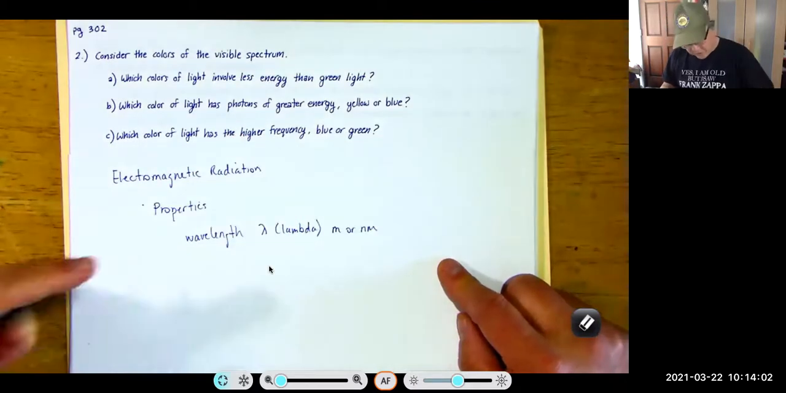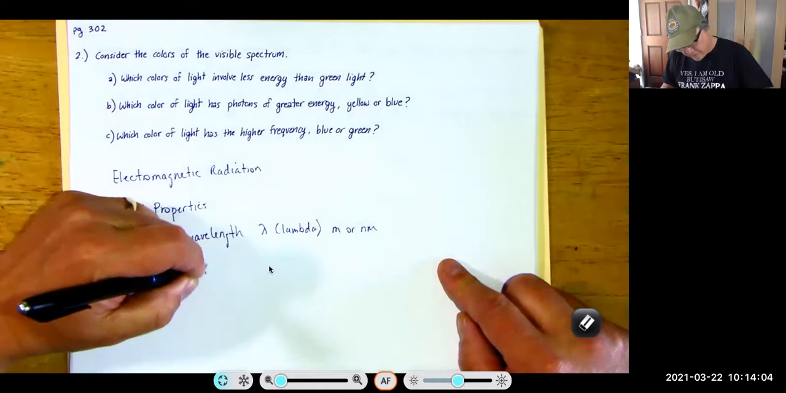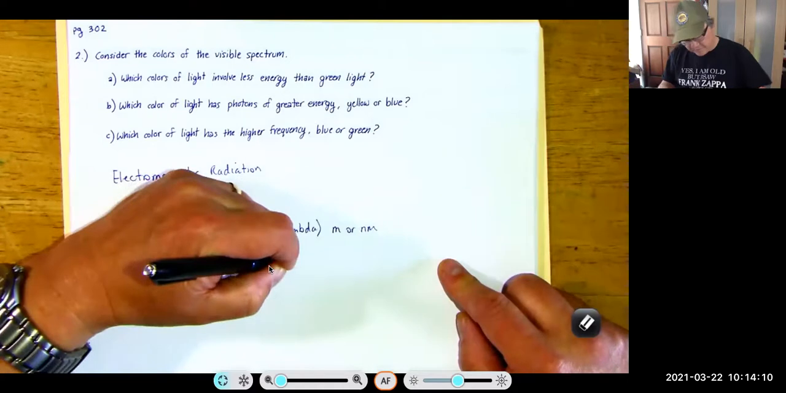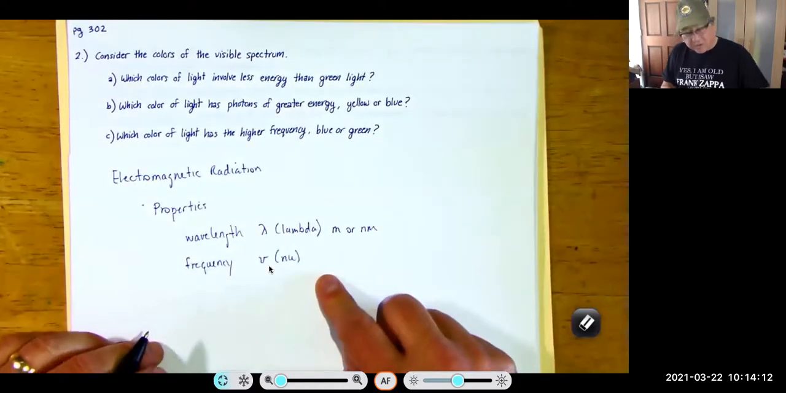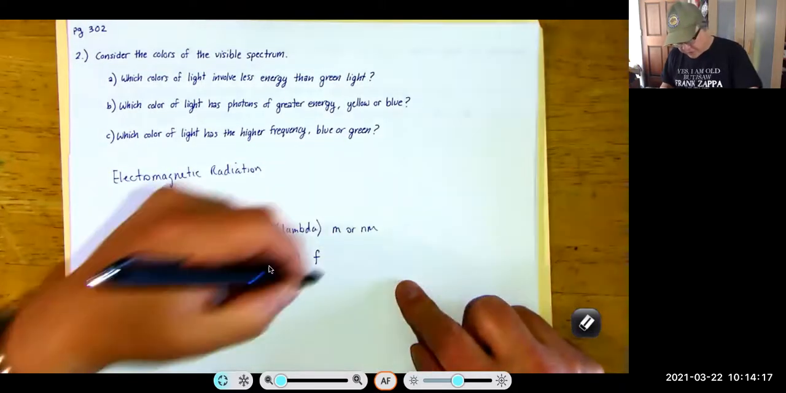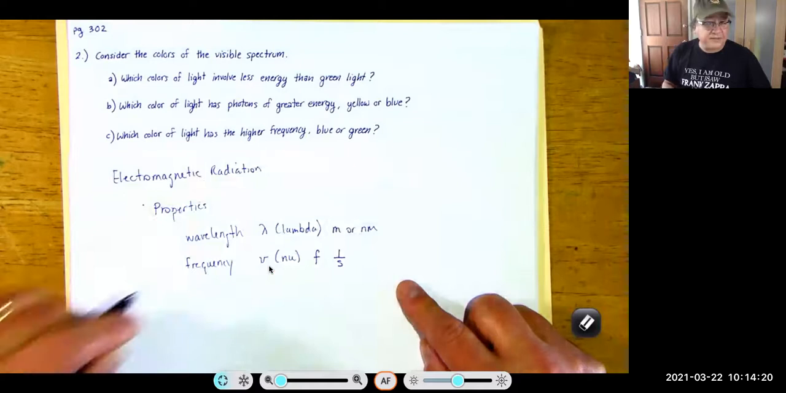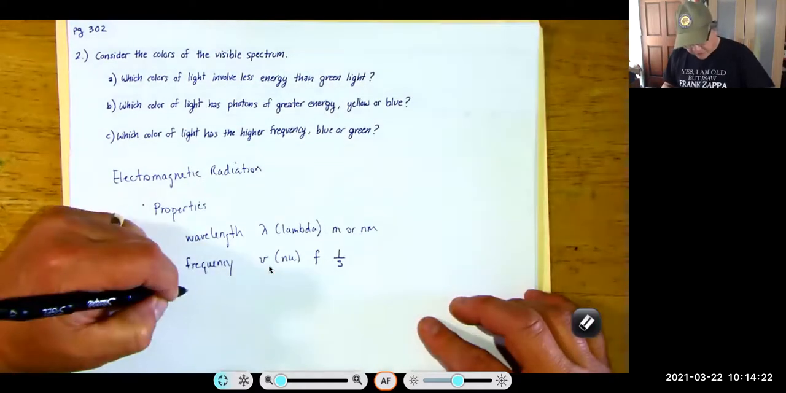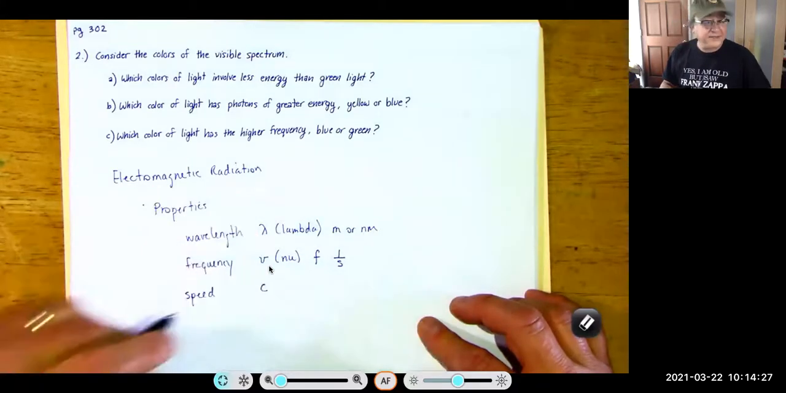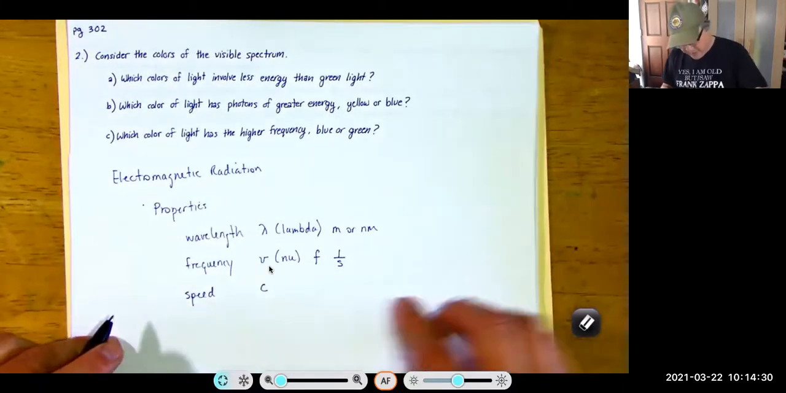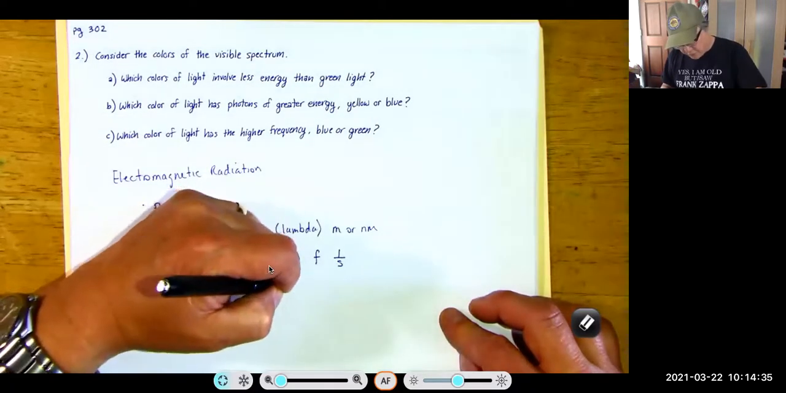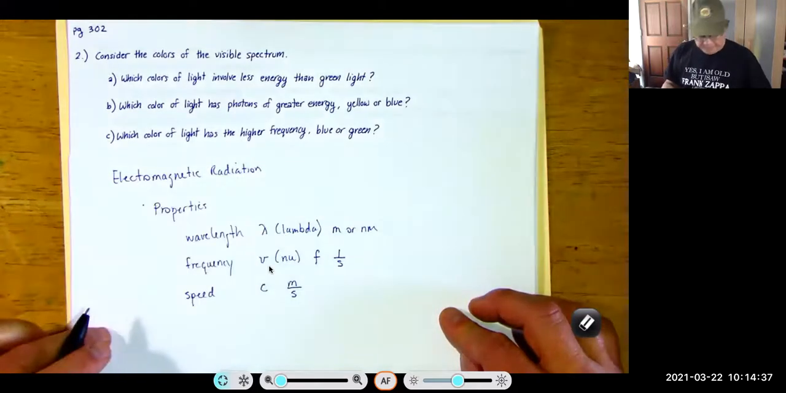Another property we have is called frequency. Now our book uses something called nu, and other books will use an F for frequency. And frequency is measured in per second. There's also the speed of light, and the speed of light is a lowercase c. And this is going to be given in meters per second, usually.